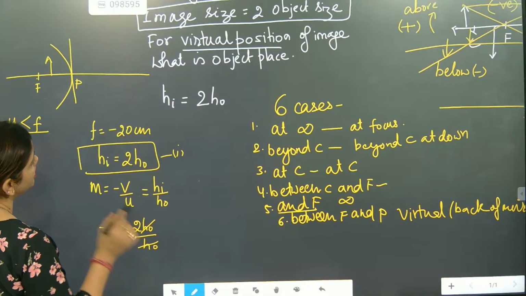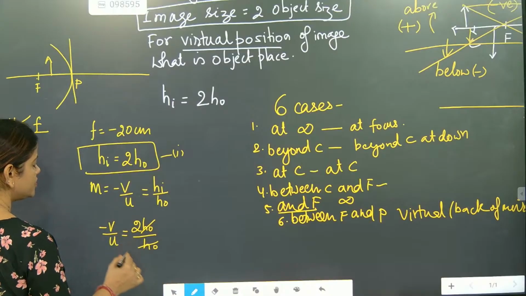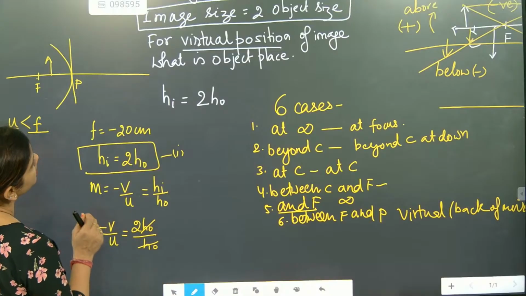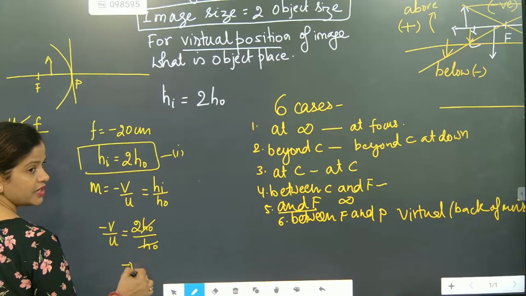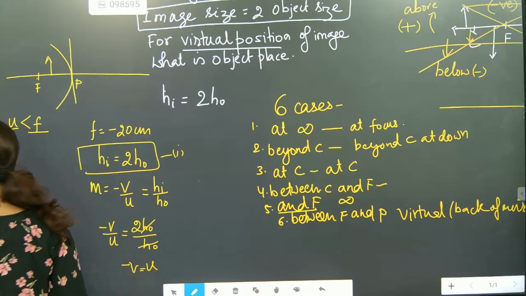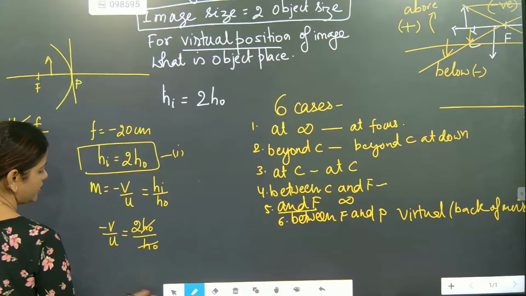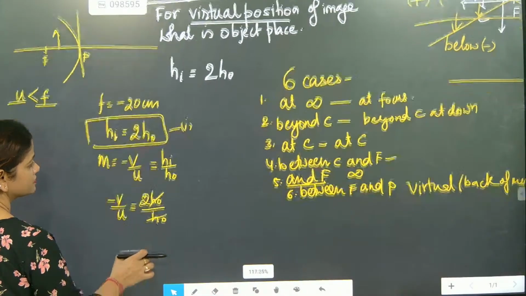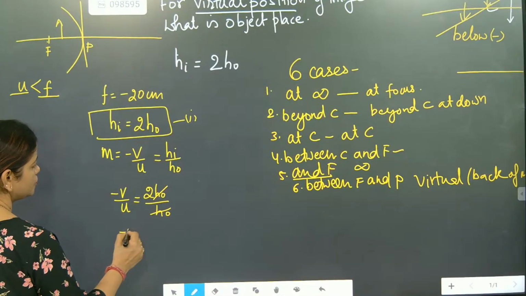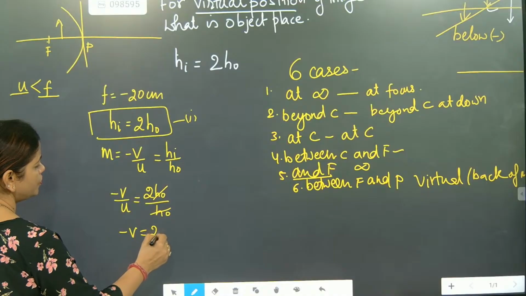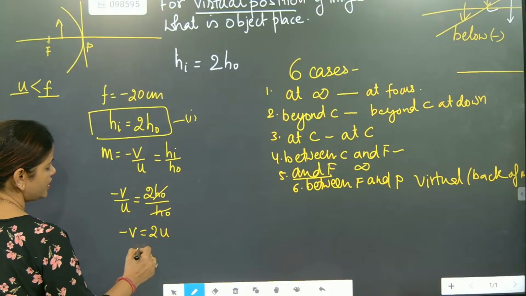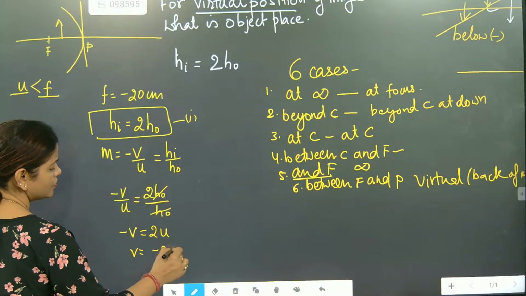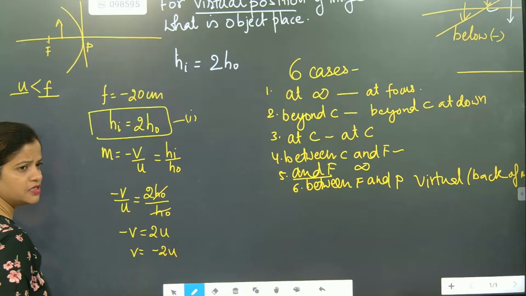We have to find the object position, and they are telling us it is for a virtual image. So minus v is equal to 2u. Minus v is equal to 2u. So v is equal to minus 2u. What is v? Minus 2u.